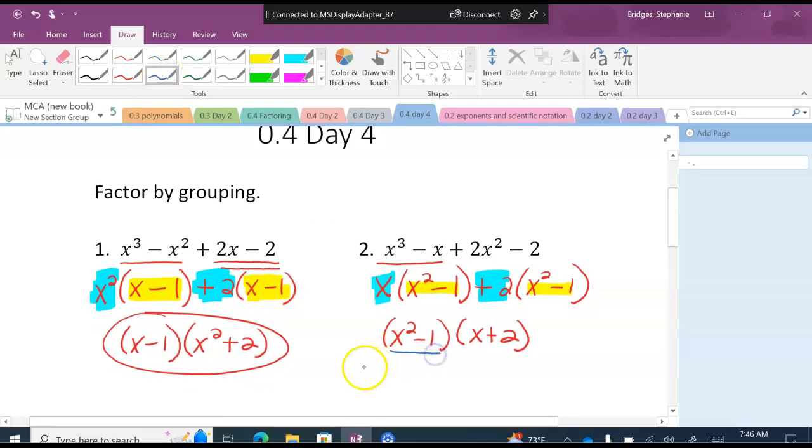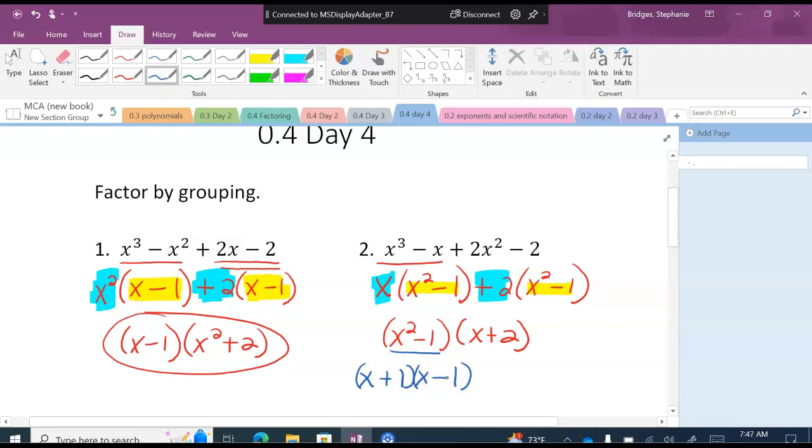Okay, this one right here, just like we did yesterday, we set up our two parentheses. What's the square root of x squared? X, so that goes in the front. What's the square root of 1? 1, okay. And then with our signs, we put 1 plus and 1 minus.